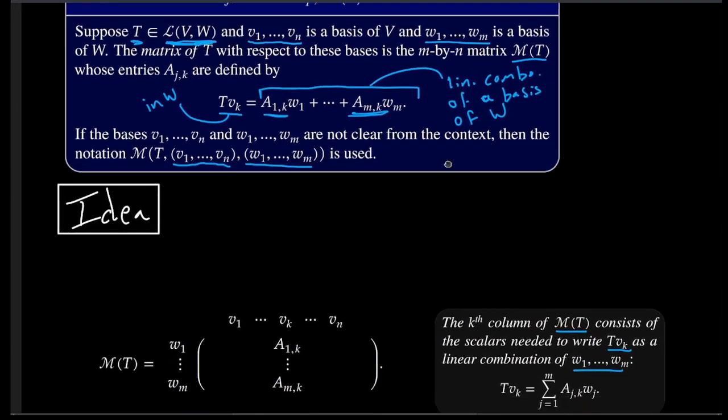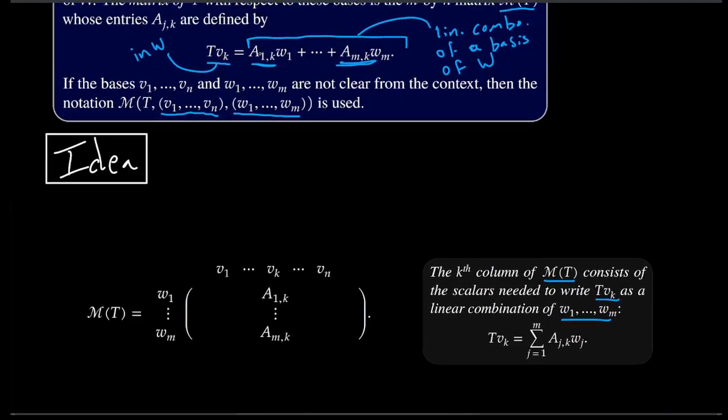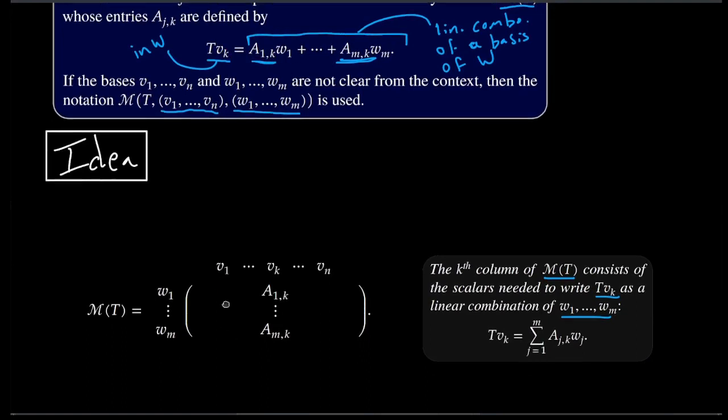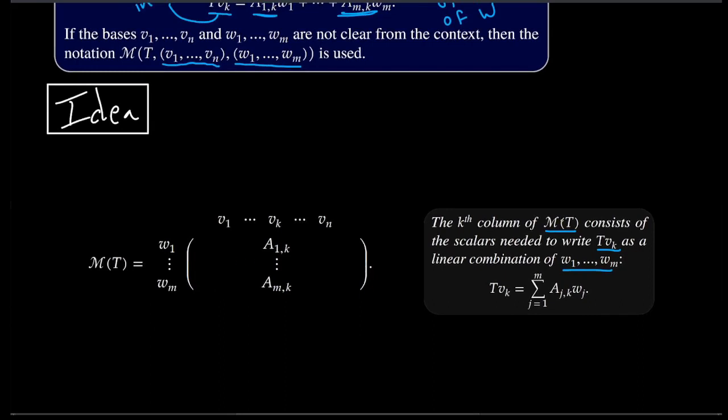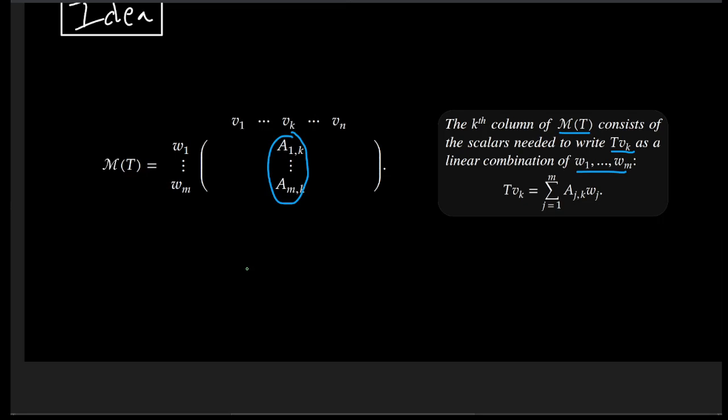That is, if we look up here, TVK is A1K W1 plus all the way down to AMK WM. So if you take the kth column, so VK, take this column here, right underneath VK if you wrote it up top, then it would tell you what you need to write VK, or TVK, as a linear combination of W1 through WM. Those are the coefficients that let you do it.